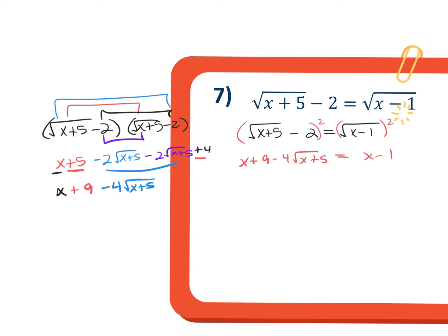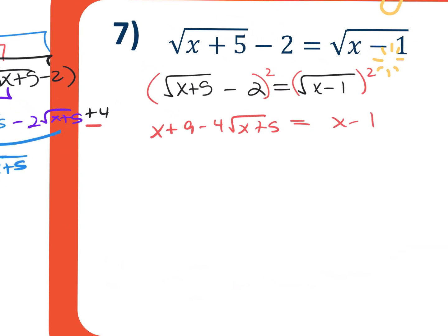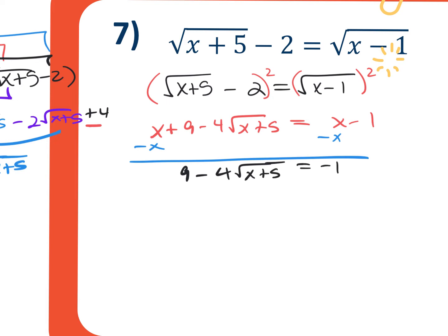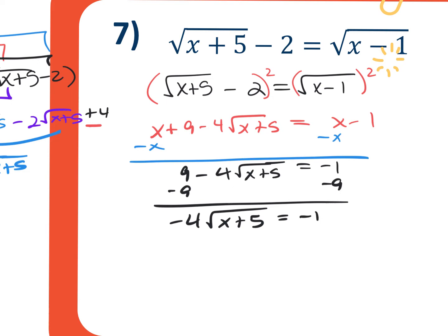So now, I still have a radical, a square root in my problem. I need to isolate it. So I need to move the x to the other side. And notice when I try to get my x's together, it just cancels on both sides. So now I'm left with 9 minus 4 times the square root of x plus 5 equals negative 1. And then next I'm going to move the 9 over. Negative 4 times the square root of x plus 5 equals negative 10.